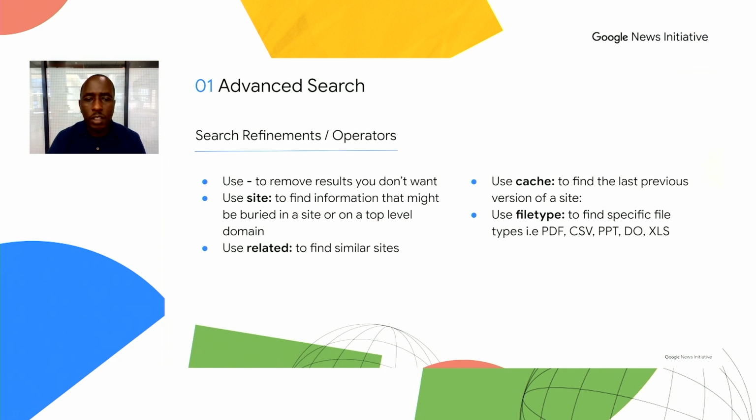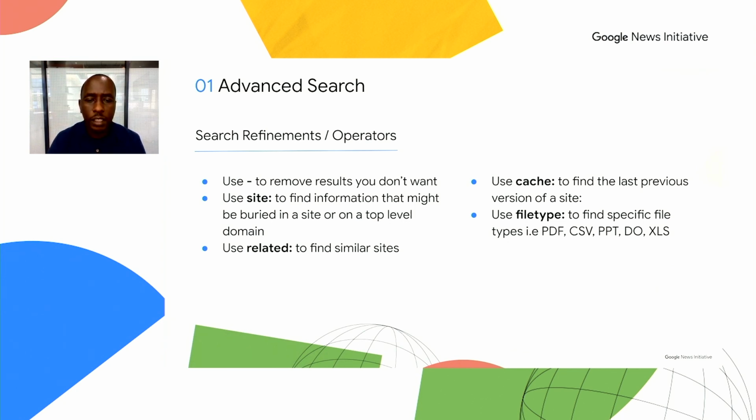We'll look at some of the tools or operators that will help you refine your search. One operator, or refinement, that you can use to filter the results you are getting is the minus sign. What this will do is eliminate all the results you don't want from your search results. Site colon.